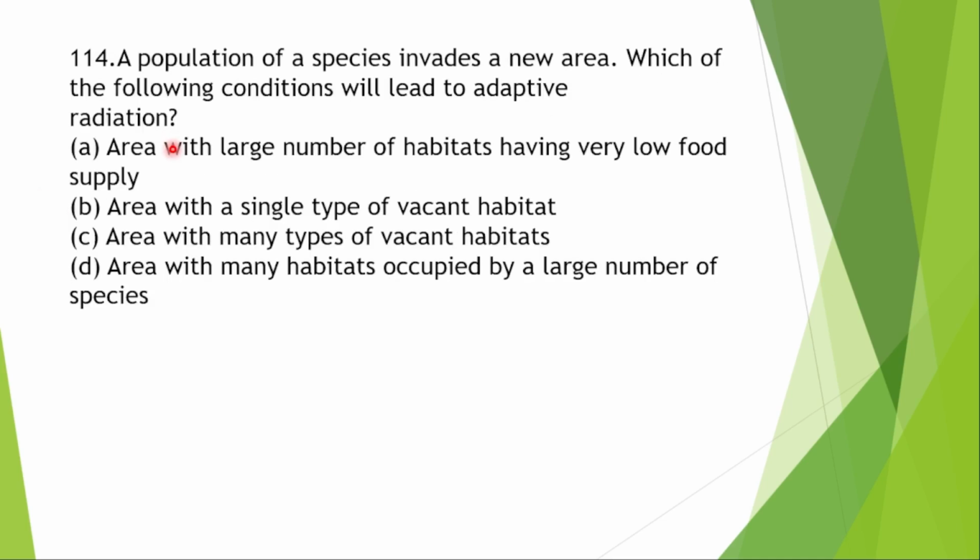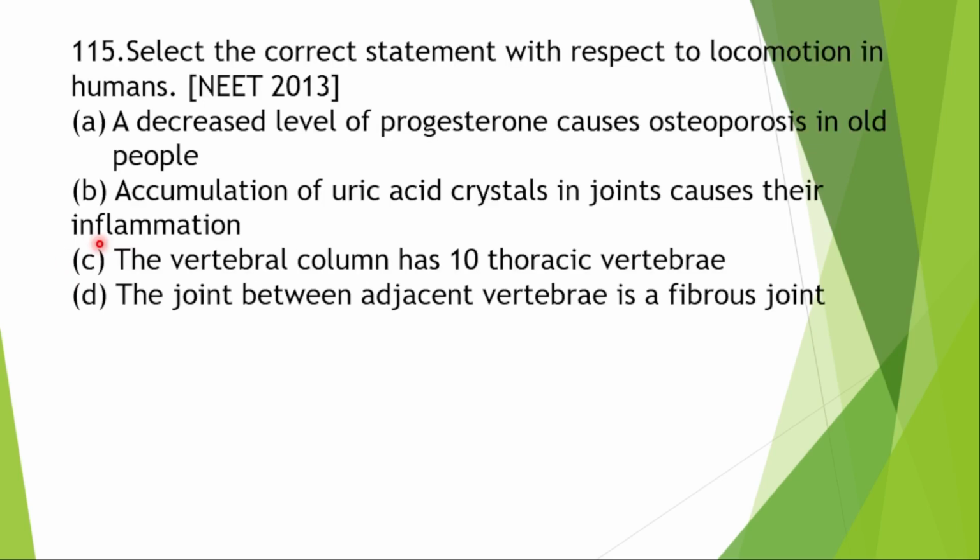114. A population of species invades a new area. Which of the following condition will lead to adaptive radiation? A. Area with large number of habitats having very low food supply. B. Area with a single type of vacant habitat. C. Area with many types of vacant habitat. D. Area with many habitats occupied by a large number of the species. So here the right option is option C.